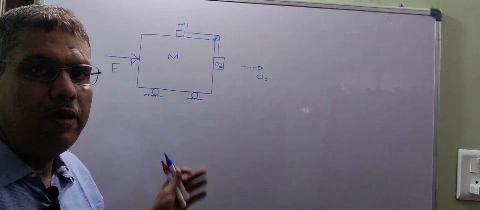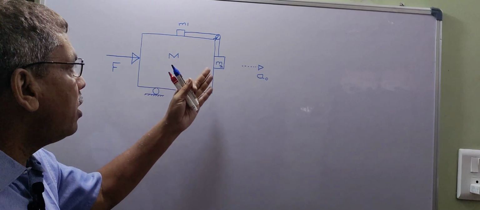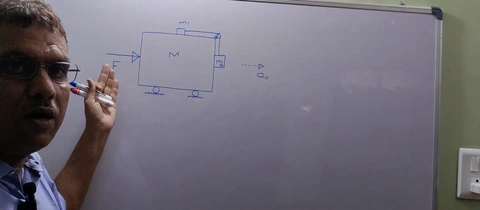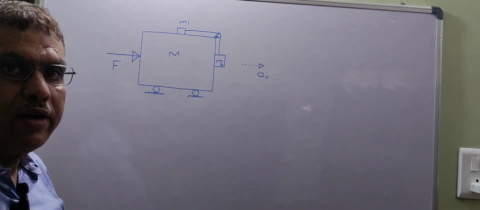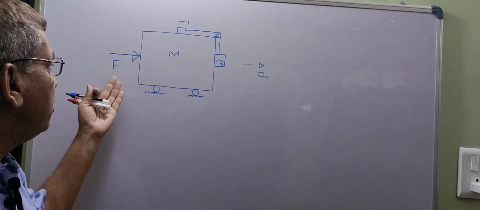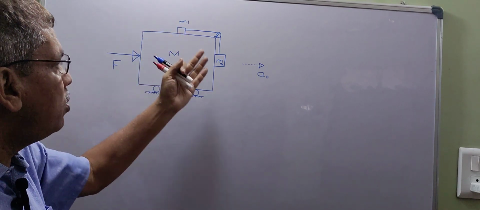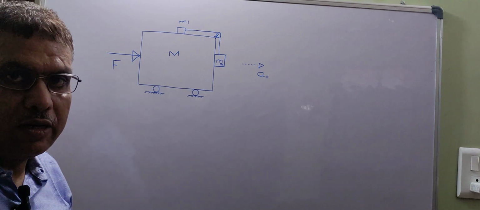Let us see in this problem, there is a big cart M and two blocks M1 and M2 are placed over it, and a force F is applied from the left direction towards right, and we have to find out what should be this acceleration A0 or what should be the magnitude of this force F, so that these two blocks M1 and M2 remain at rest with respect to the big cart M.